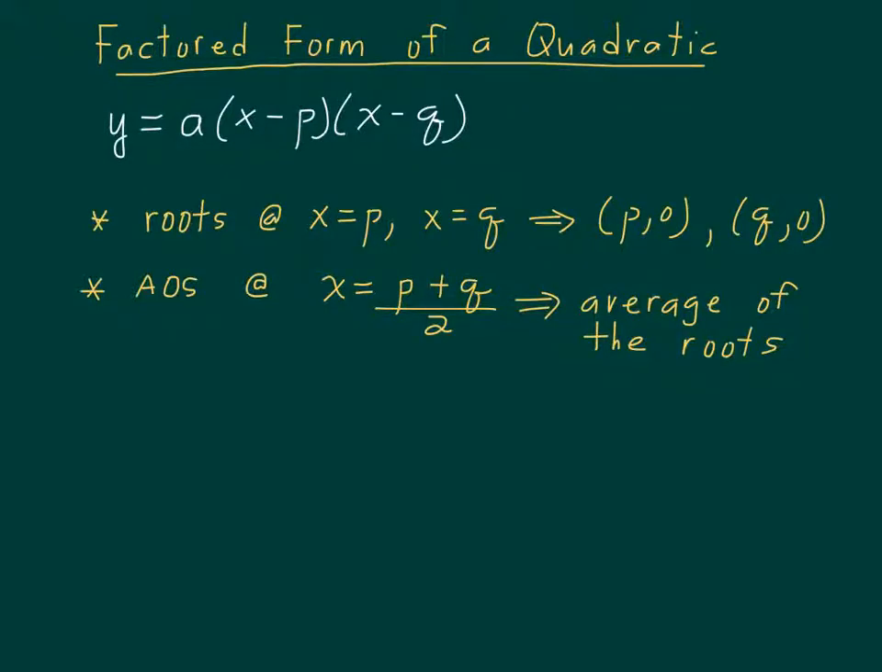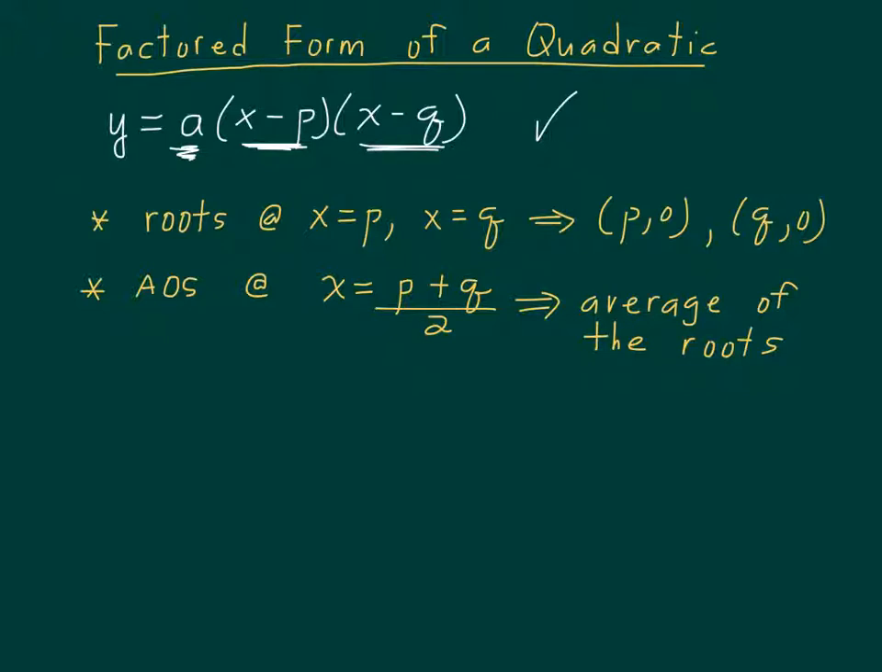Okay, so in the last video we looked at the standard form of a quadratic. Now we're going to look at factored form of a quadratic. So that takes on this general form here. A is what we would consider our GCF that was factored out, and then we have our factors of x minus p, and then what we're calling x minus q.